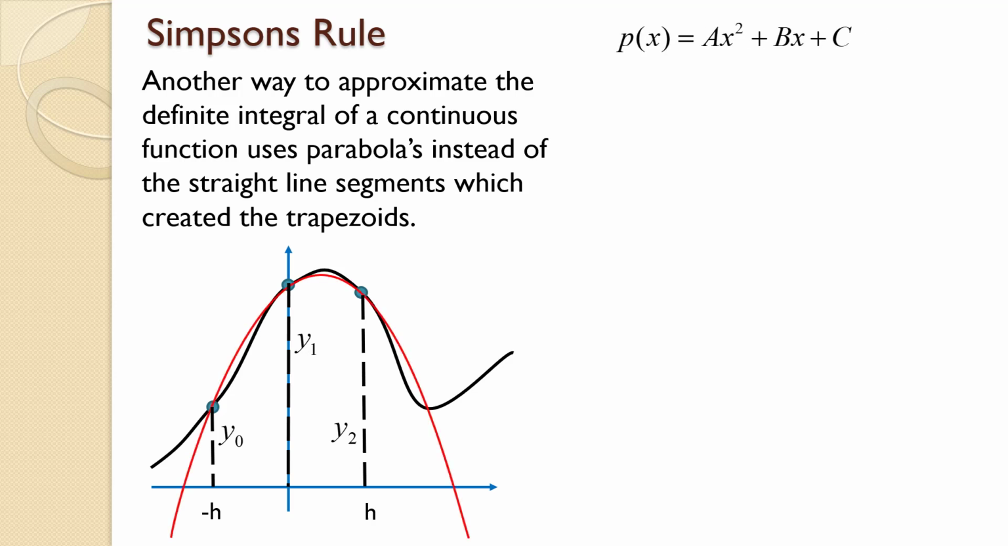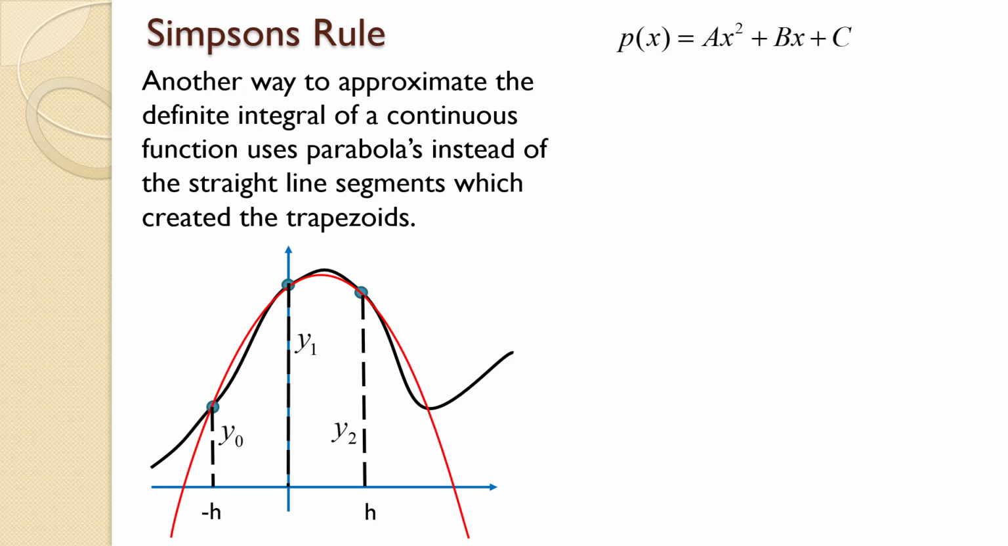I don't know what that parabola is, so I'll just call it P. But I'm assuming then that P at 0 would be y sub 1, P at h would be y sub 2, and P of negative h would then be y sub 0. Well, what we're after then is the area underneath that parabola.